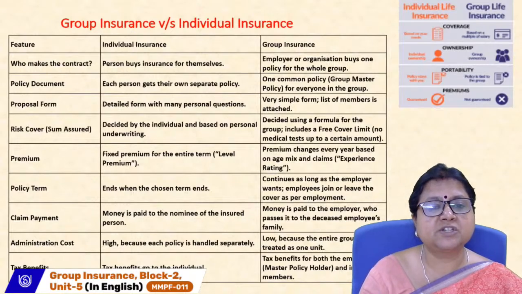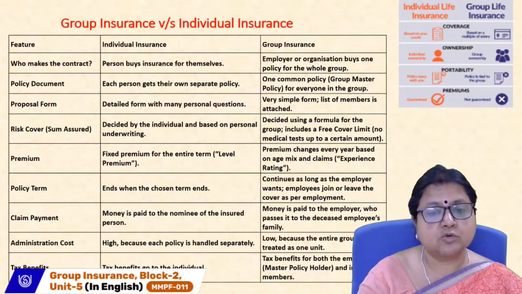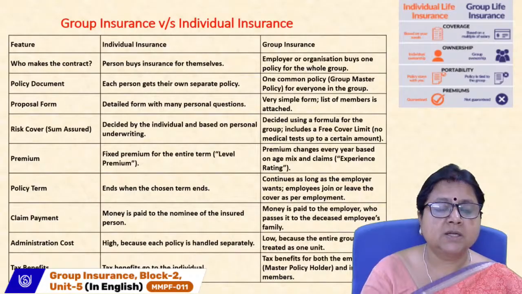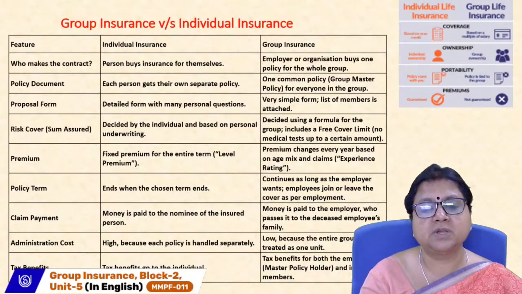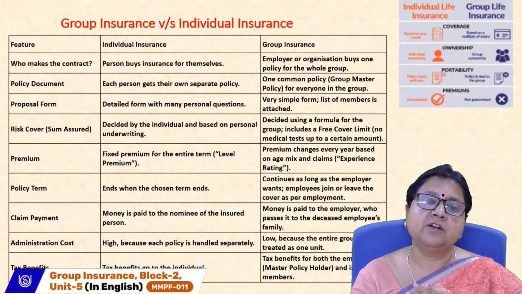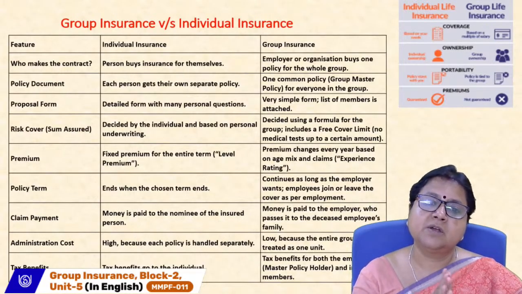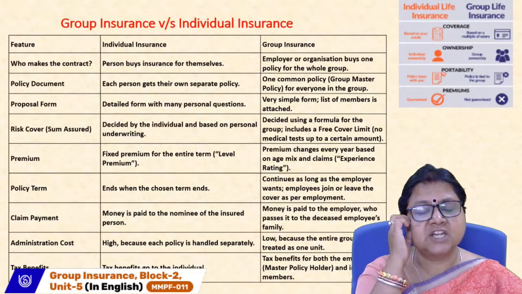So if you are surviving till the maturity, then you are also going to get the sum assured. Now, the premium in case of a group insurance is fixed for the entire term. So you have a premium which you have to pay, maybe every month or maybe every quarter. The intervals of the premium are fixed, and you are paying a fixed amount of premium in case of a personal insurance. But here the premium also changes every year based on the age mix and claims.